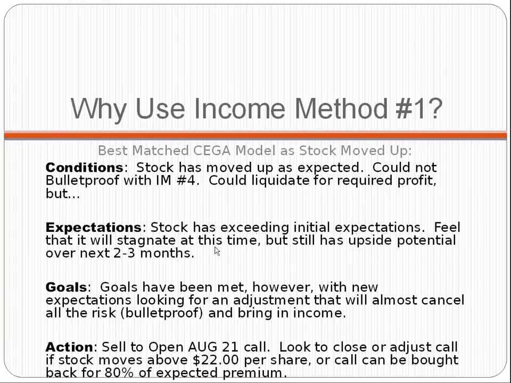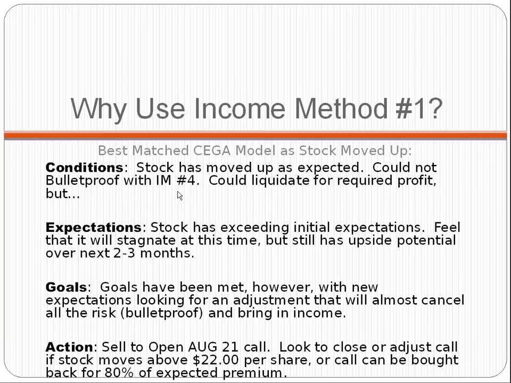We didn't see this large gap continuing at the time, but we still think it had upside potential for the next few months. Now the initial goals have been met. However, with the new expectations in mind of the stock stagnating over the next 40 days, 50 days or so, we want to look for an adjustment that will cancel most of the risk, almost bulletproof it, and generate income. So income method number one satisfied the new expectations and the goals for that RPM.